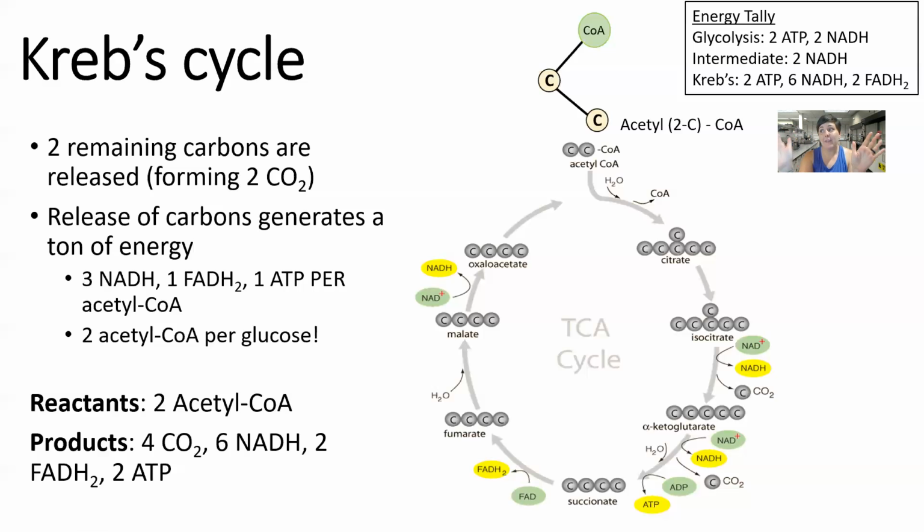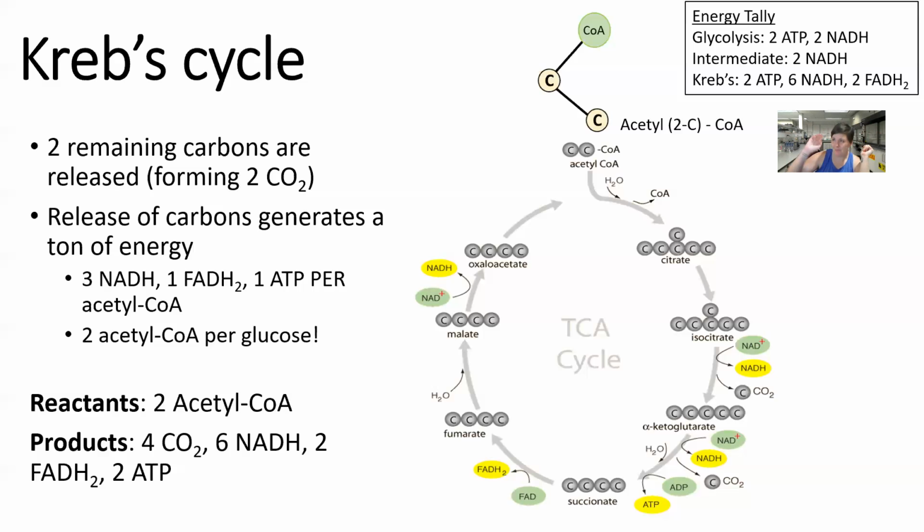We've had plenty of oxidation reactions, right? The fact that we have so far in our energy tally 2 NADH from glycolysis, 2 NADH from the intermediate stage, 6 NADH, and 2 FADH2 from the Krebs cycle tells us lots of oxidation has taken place. But no oxidative phosphorylation has taken place yet because we haven't seen an electron transport chain. Lots of oxidation. We're ready for our electron transport chain, right?